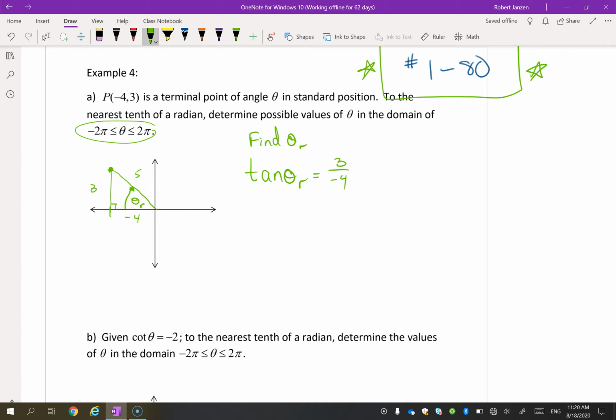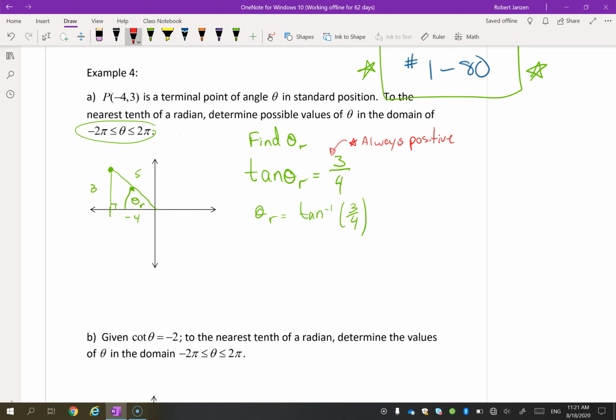But remember I told you that we never use a negative angle for the reference angle. So I'm going to go positive 3 over 4. If you want, make a little note right there. This should always be positive. Whenever you're finding a reference angle, it's always going to be positive because a reference angle is always between 0 and 90 degrees, or 0 and pi over 2. So theta r is inverse tan of 3/4.